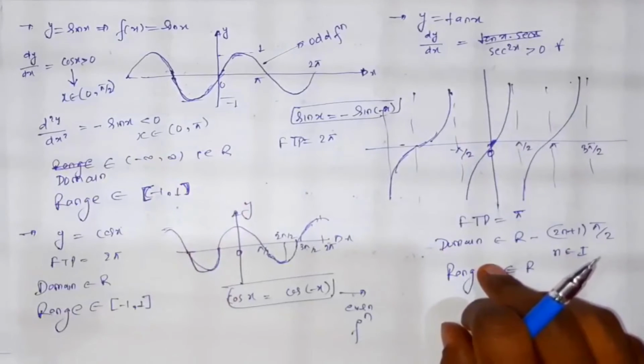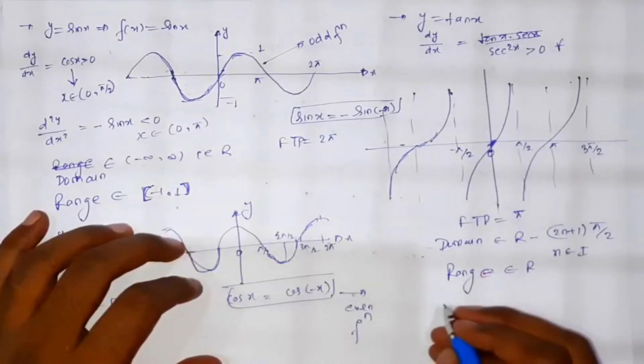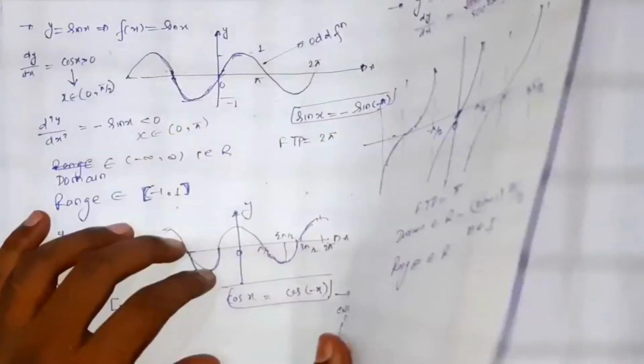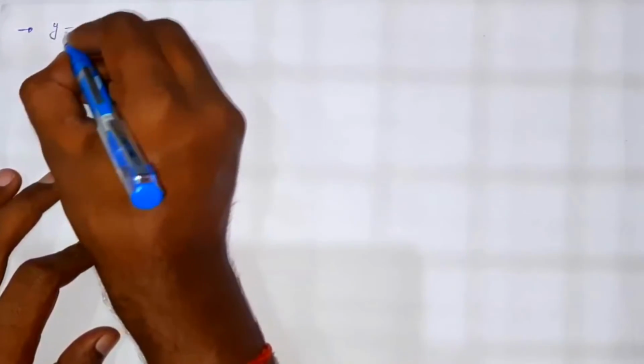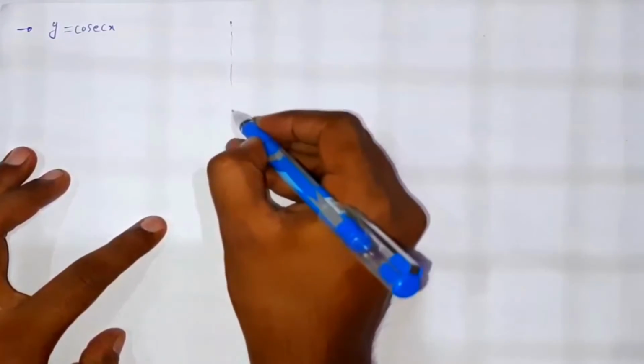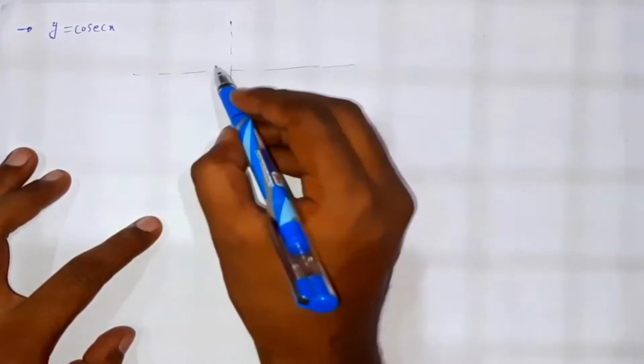Now we will simply draw the graphs of another kind of function, that is sec of x, cosec of x and cot of x. I'm going to take the graph of cosec of x. This is the reciprocal of sin x, so we will simply draw the graph of sin of x.